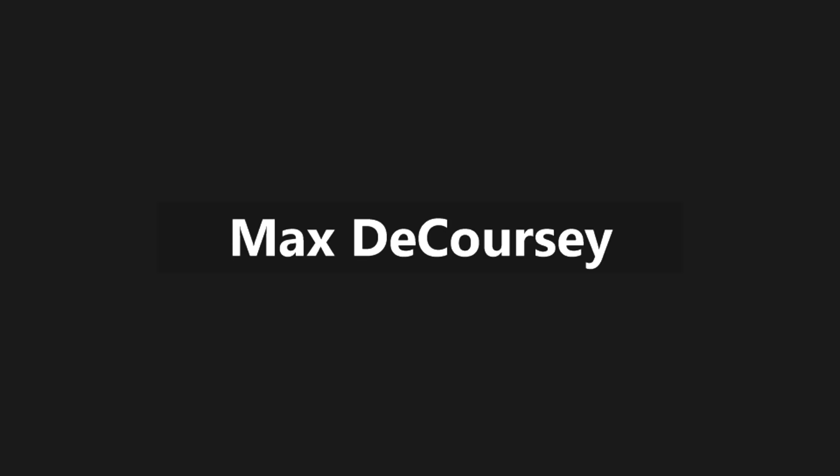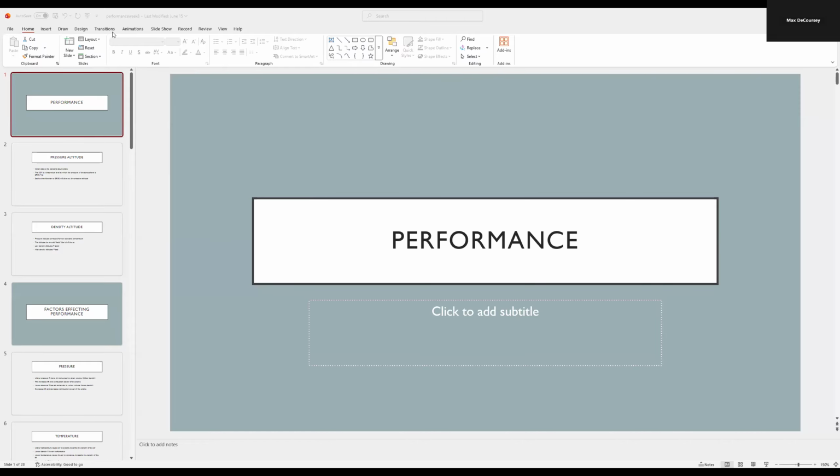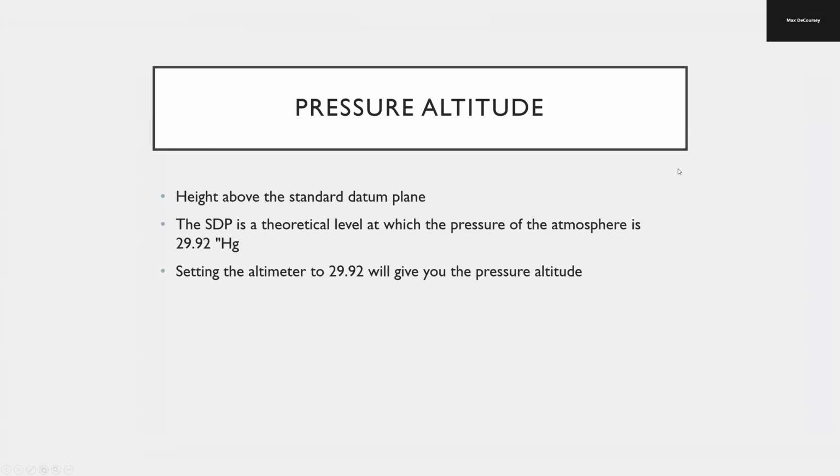All right, everybody. Tonight we're going to be talking about performance. So this is week 8 of the ground, and we're going to start with something we've gone over already, which is pressure altitude. Pressure altitude is your height above the standard datum plane.